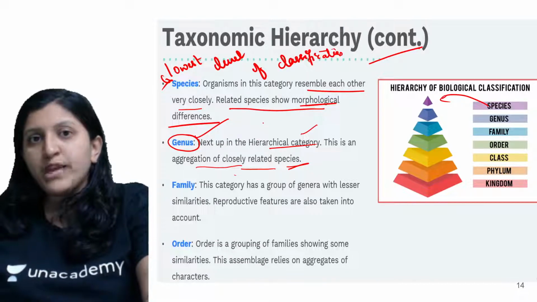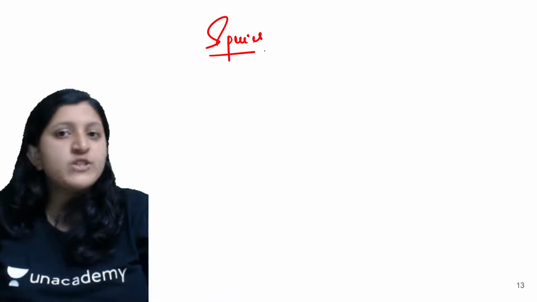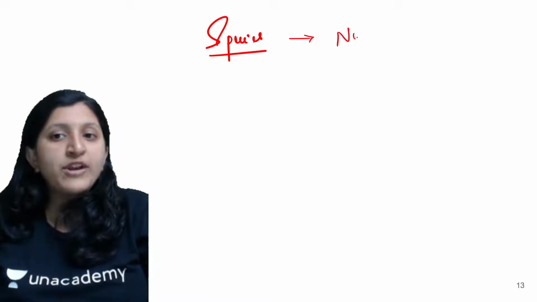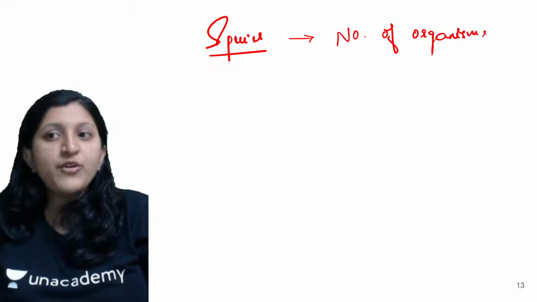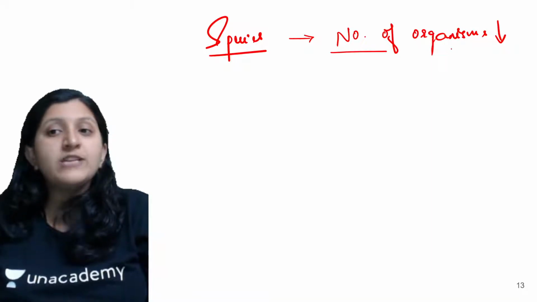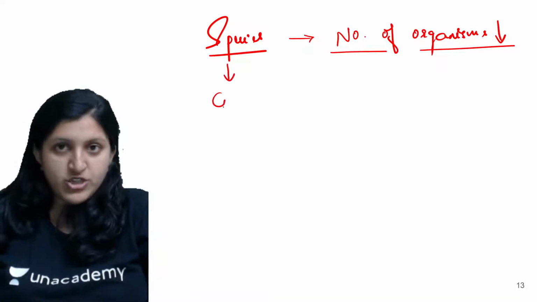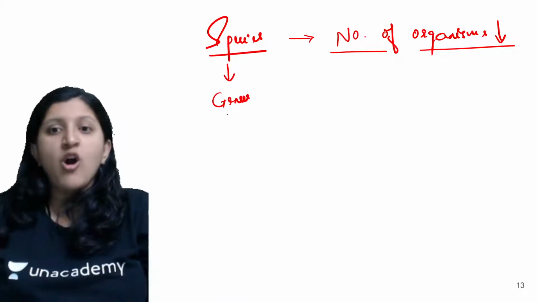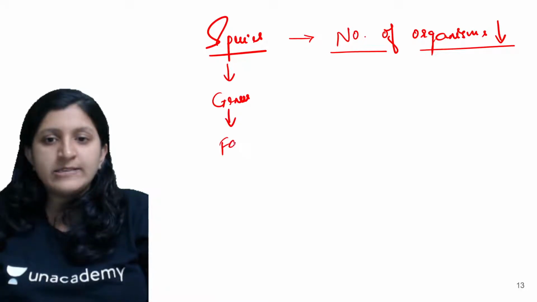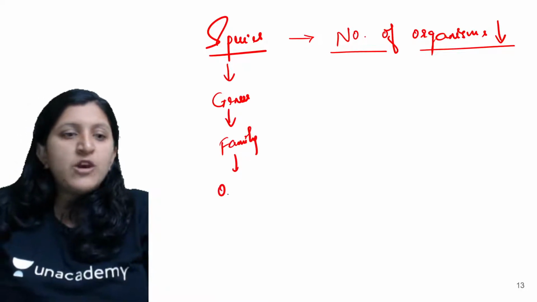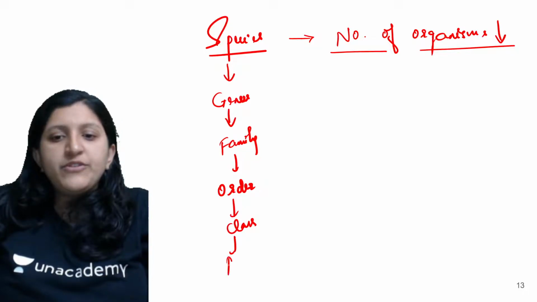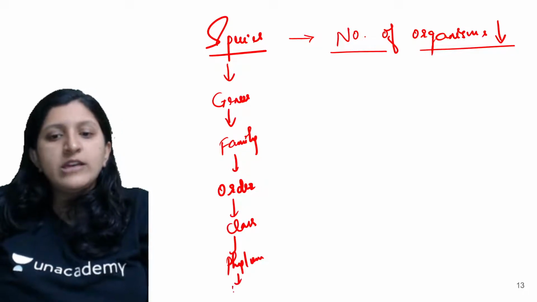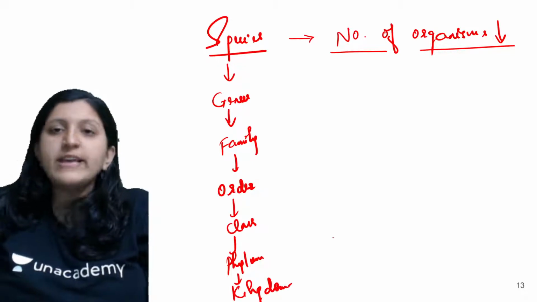You can just make a note here in the species. I'll just write it here. In species, the number of organisms is less. Why is that? Because as you go from species to the genus, or from genus to the next level, that is family, or from family to the order, then you go to the class, then the phylum, and then the kingdom. This is the level of classification, or the categories of taxonomy.